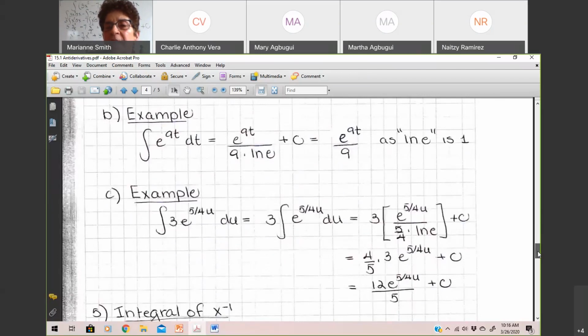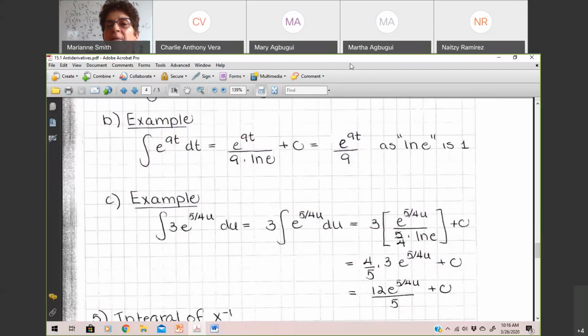Is this one making sense? I'm going to open the chat so I can see your responses. Are these examples clear? Any questions?